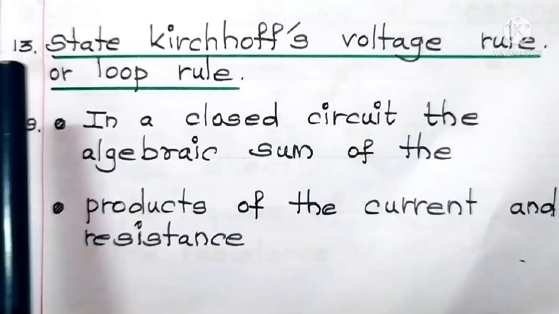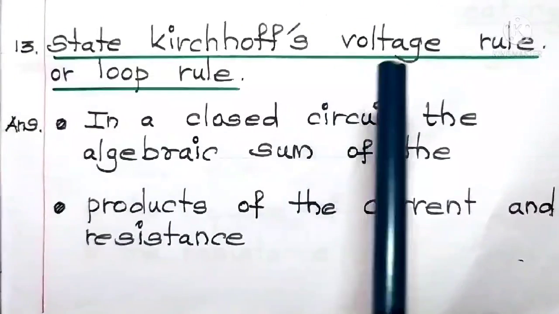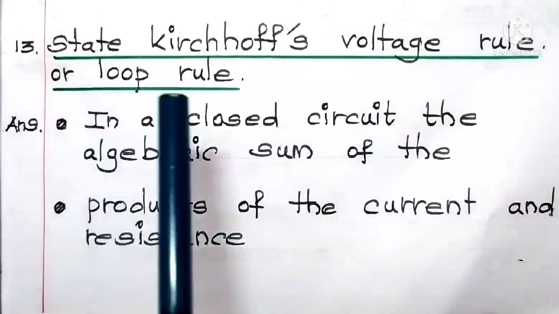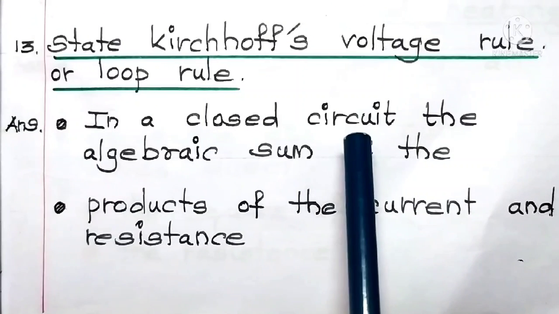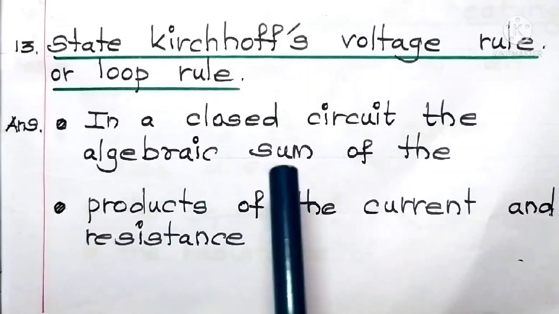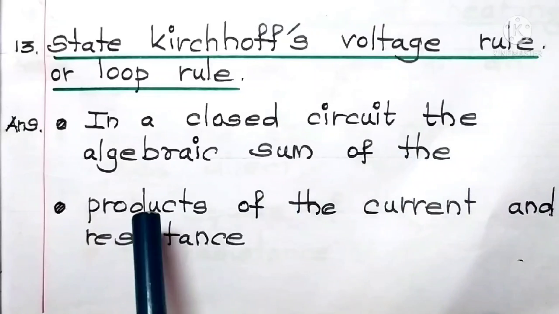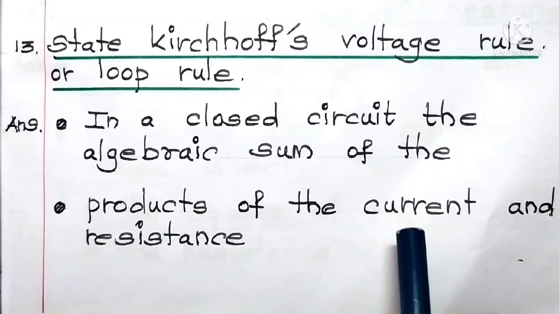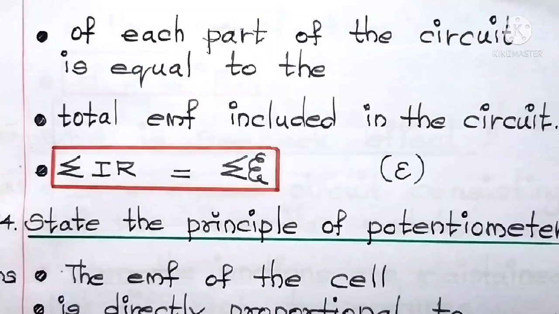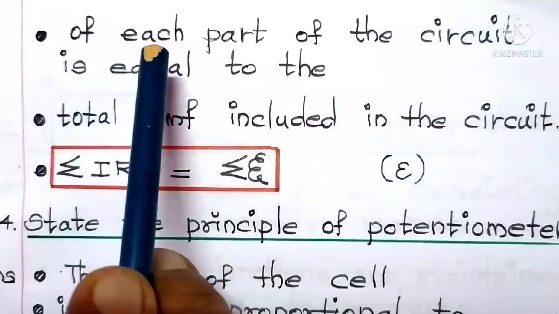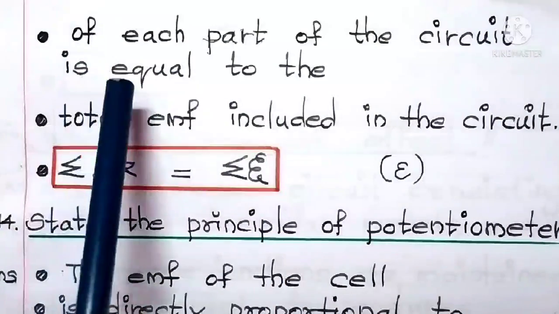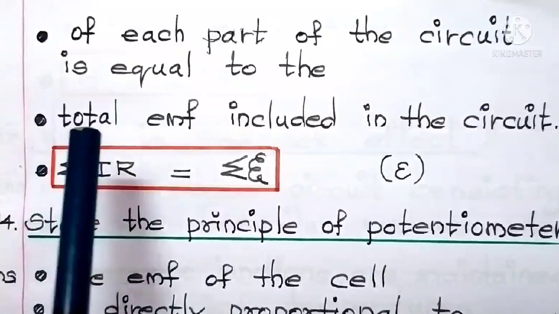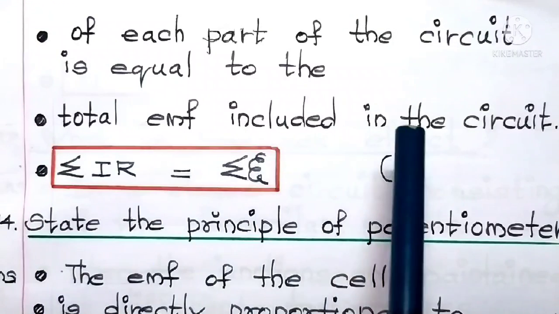Question number 13. State Kirchhoff's voltage rule or loop rule. Answer. In a closed circuit, the algebraic sum of the products of the current and the resistance of each part of the circuit is equal to the total EMF included in the circuit.